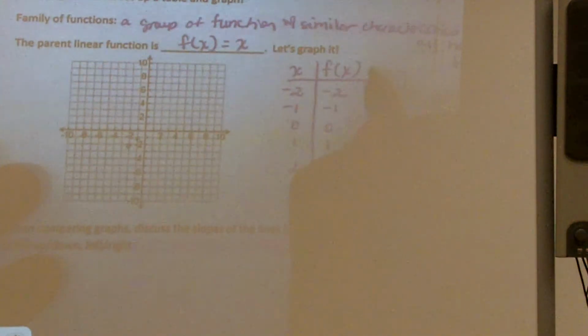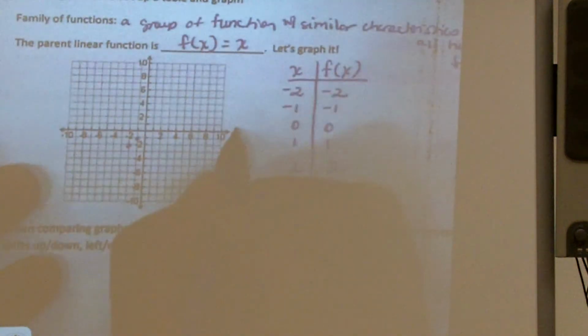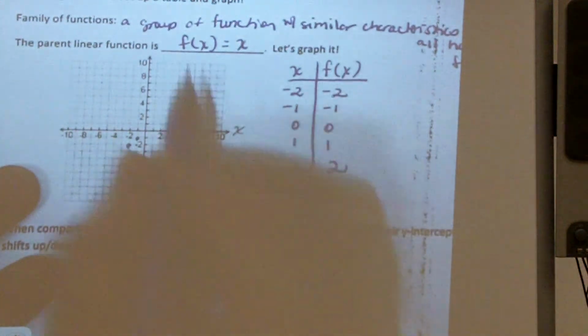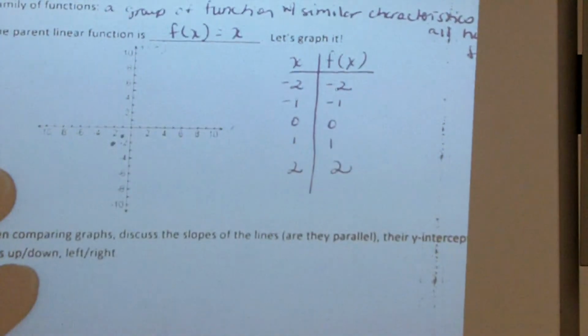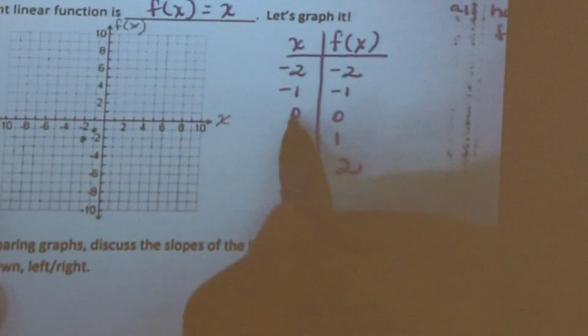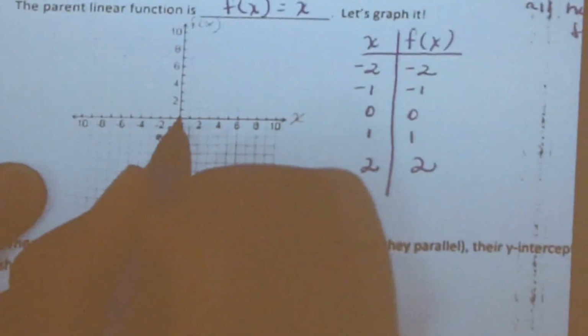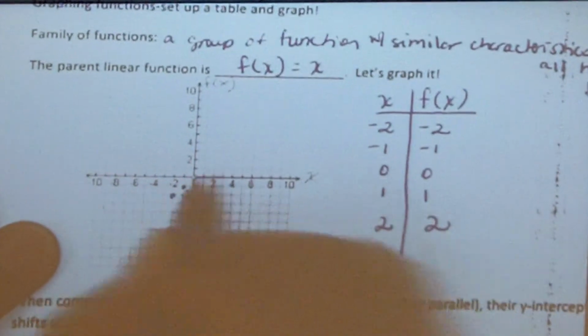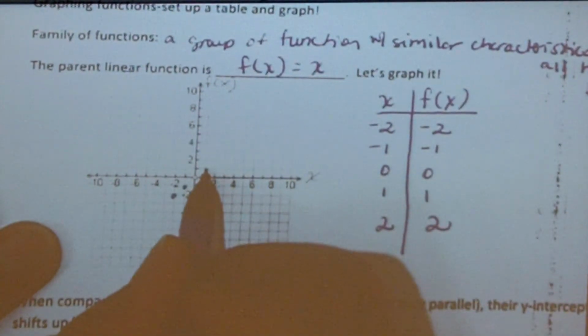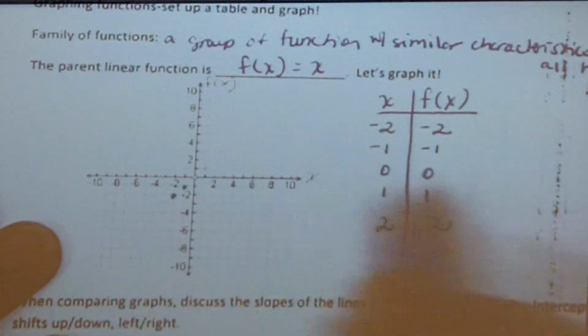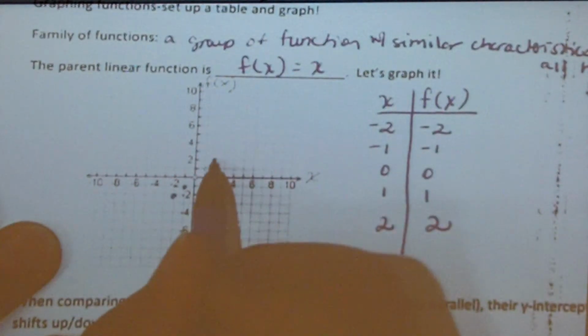Or we can say y. No, we got to get used to this notation. It's f of x. Why don't you write them on the axis? Okay, so here's x. Can you see that? Mm-hmm. And f of x. There we go. When x is 0, f of x is 0, so I'm going straight through my origin. When x is 1, f of x is 1. When x is 2, f of x is 2.